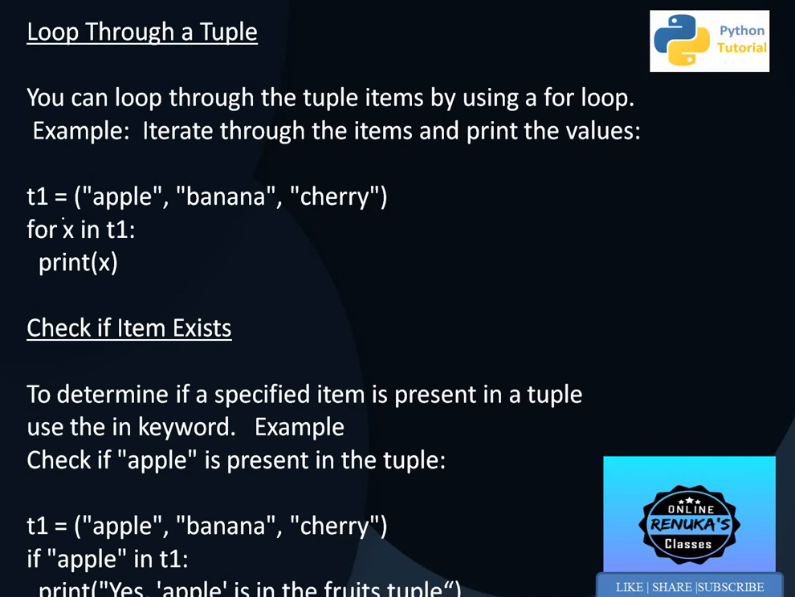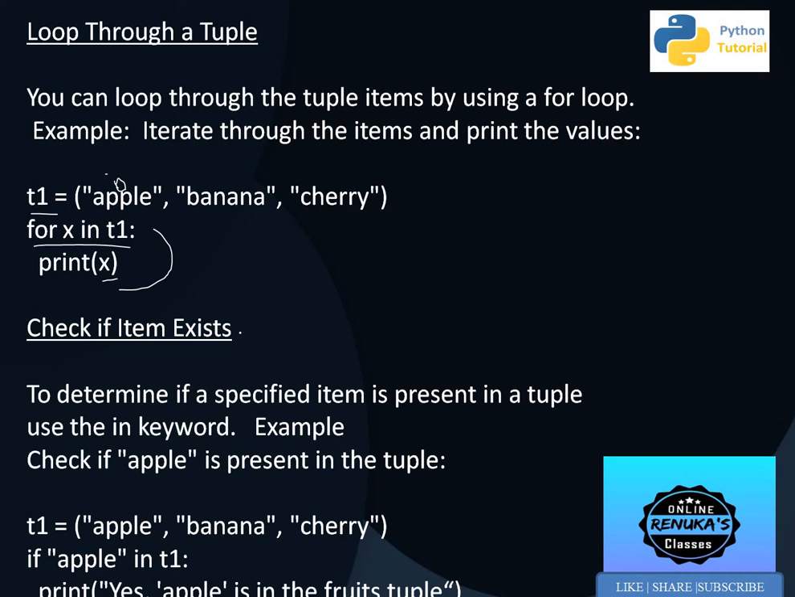Loop through a tuple. If you want to access single items of a tuple, then you can make use of loop. For example, this is tuple t1, for x in t1. So it will start from the first element, so index 0 in t1, and it will print x. Then second element from t1 print banana, then third print cherry, until the tuple is having elements. This loop will continue.